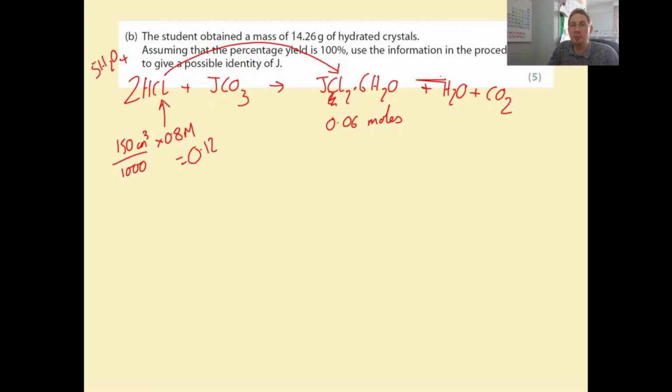We've got the mass of the hydrated crystals, so Mr equals mass over moles, so 14.26 grams over 0.06 moles tells us that the Mr is 238.